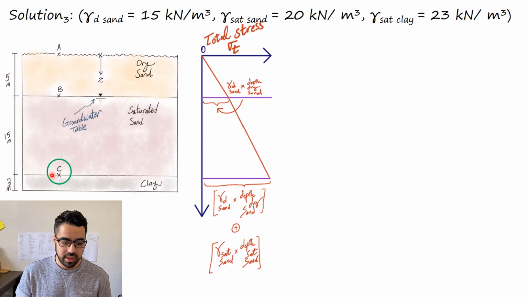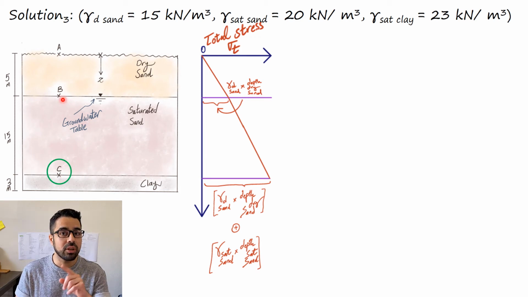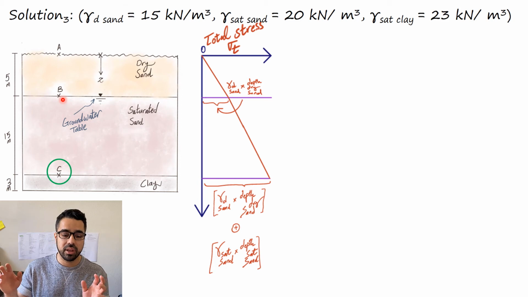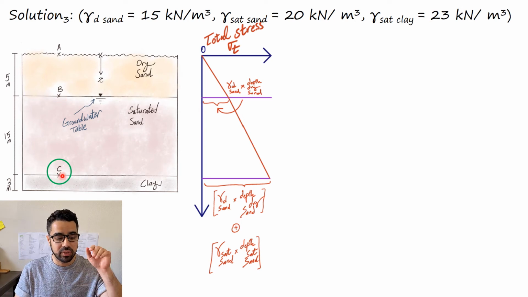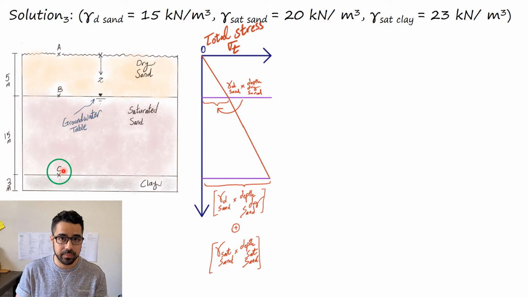So this is the point C. We're trying to find stress here. So it is basically the stress that comes from this layer plus the stress that comes from the saturated sand layer. And it is total. That means if there is water, if there is oil, if there is rock, whatever, everything on top of the point C will be calculated.